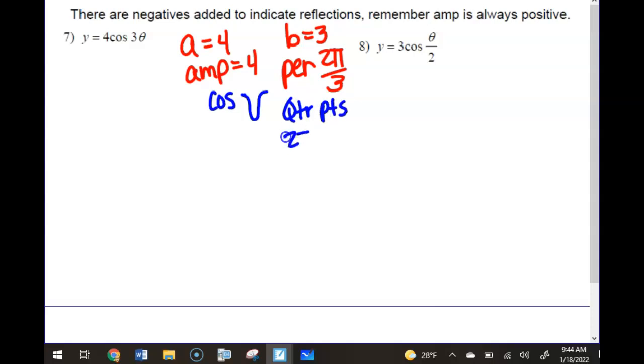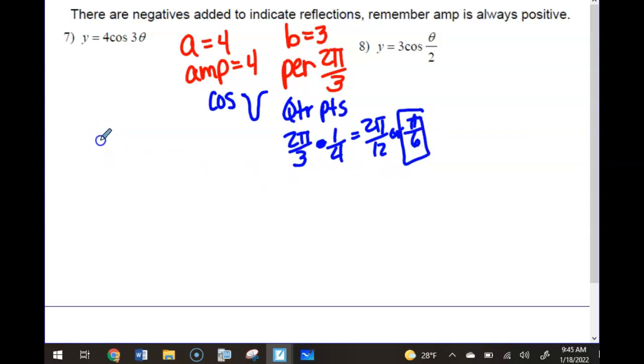The quarter points is a lovely 2 pi over 3, which is our period, and then we have to divide by 4 or take 1/4 of that. I'm just going to multiply by 1/4 to save a little room. 1/4 of 2 pi over 3 means we have 2 pi over 12, or we're counting by what? Pi over 6s. Okay, pi over 6 is our quarter point.